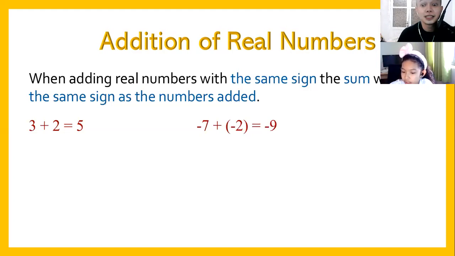Negative 5 plus negative 4. Okay, what is negative 5 plus negative 4? Negative 9. It's also negative 9. So you remember? Can you tell me the rules? How do you express the rule? What do you understand about the rule?